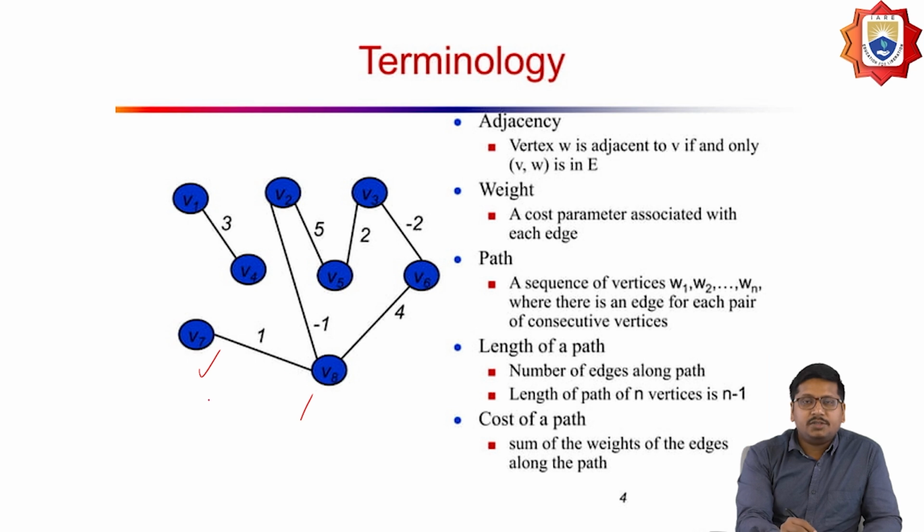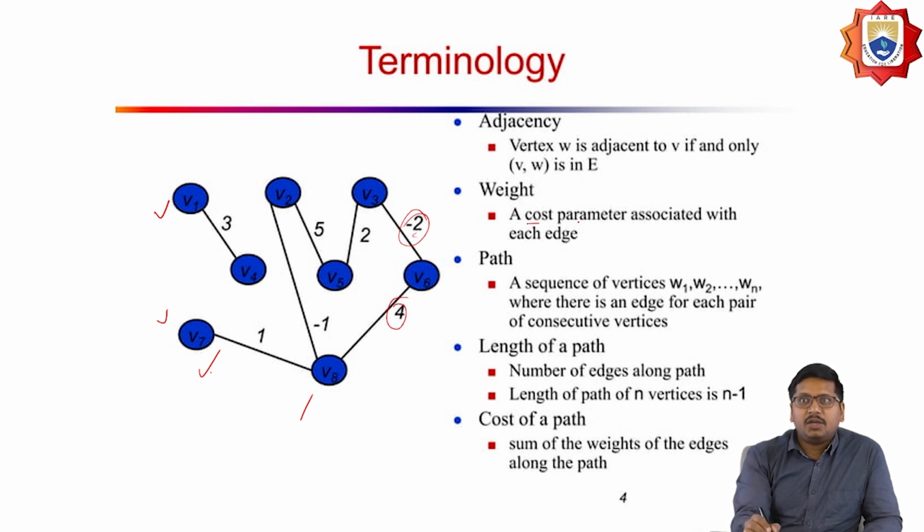So there is an edge. If there is no edge, then they should not be adjacent nodes. Here V1 and V7 are not adjacent because there is no edge present between them. The vertices V7 and V8 are said to be adjacent. And weight, what is the weight here?